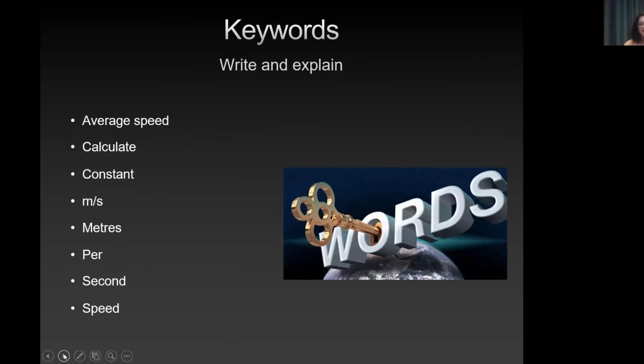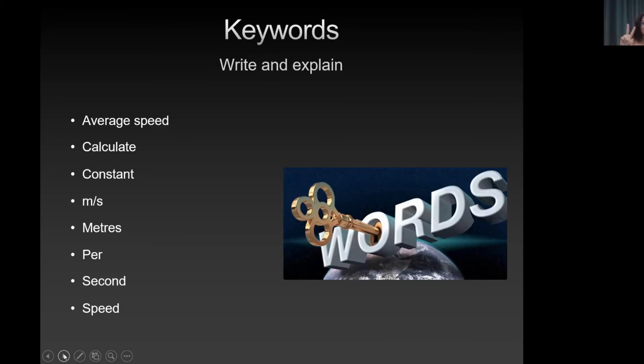Let's continue. Firstly, we're going to look at the keywords. Keyword number 1 is average speed. What does average mean? Average means the difference between 2 points. So average might be the difference between 1 and 4, and the difference between the two of them would be the half of them. So if you take 4 minus 1, then you will get 3, and half of 3 is 1.5. So when you work out averages, it means you have two values and you have to find the middle of the two values.